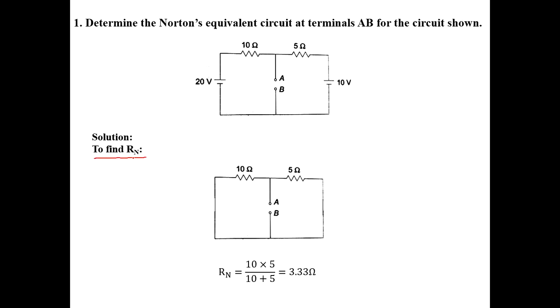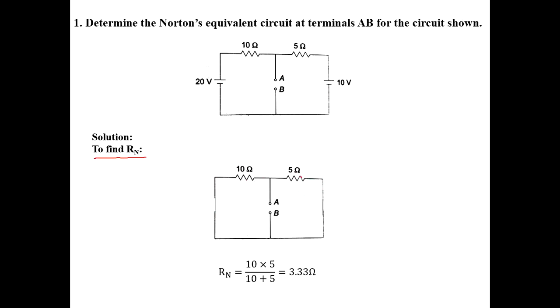Norton resistance is similar to Thevenin resistance. To find R Norton, first we have to short this voltage and then here also short this voltage. If the circuit has a current source, we have to open the current source. Here it has two voltage sources, so we just have to short the voltage sources. Next our circuit will be this.